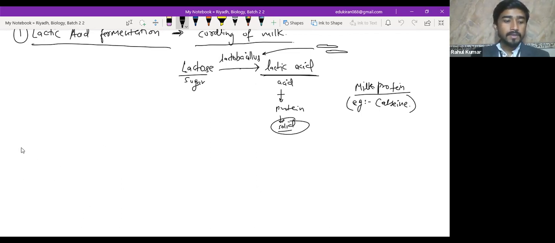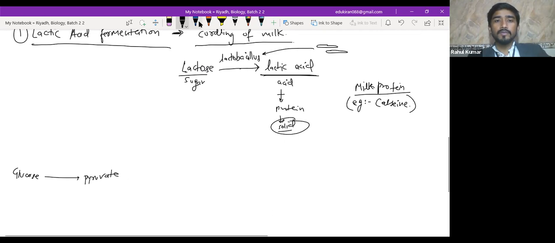So should I always start from sugar or can I start from pyruvate? If you are all okay with understanding that glucose goes through glycolysis, let's start from the beginning only. It's good to. So glucose becomes pyruvate through which process? Just keep repeating.